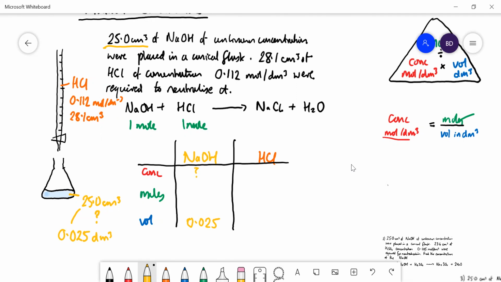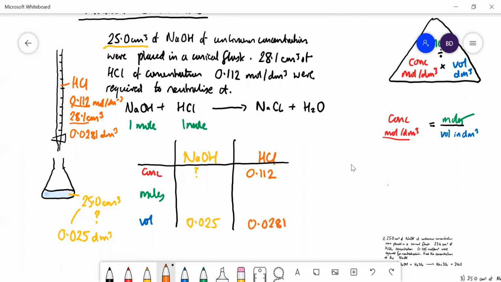Right, let's have a look at the hydrochloric acid then. Do we know the concentration? Yeah, they tell us it's 0.112 moles per decimeter cubed. Do we know the volume? Yeah, 28.1 centimeters cubed. Divide by 1,000 to give it in dm cubed. It's that many dm cubed. Let's write that down there.